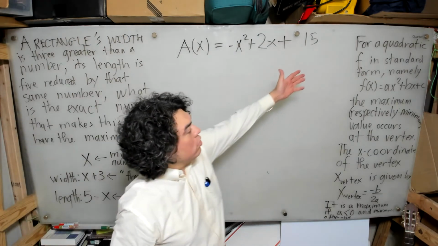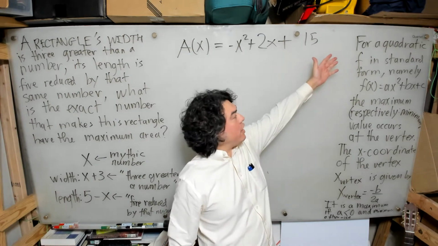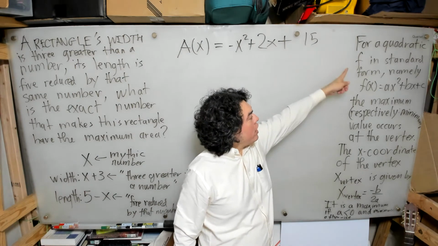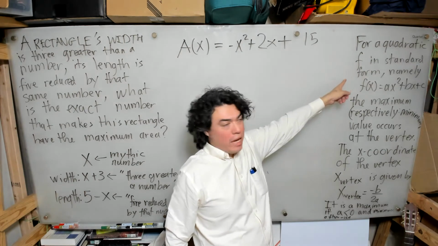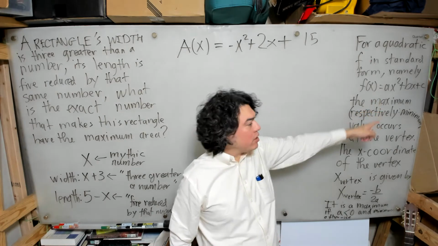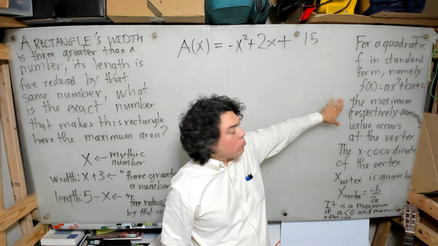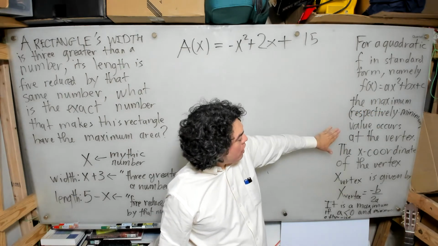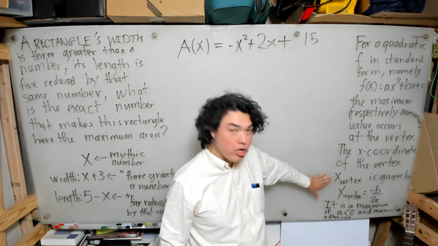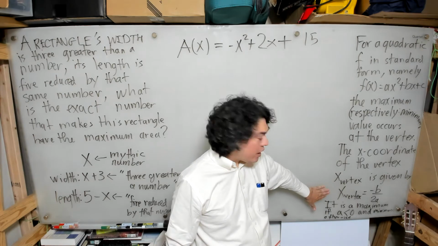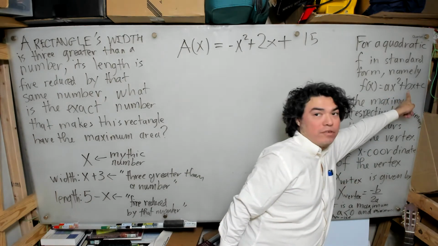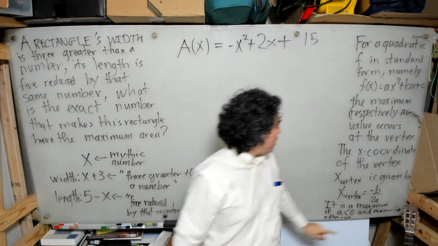And so here I have recalled for us the standard information for a quadratic f in standard form, namely a quadratic that can be written as f of x equal to ax squared plus bx plus c. The maximum, or respectively the minimum, value occurs at the vertex. The x-coordinate of the vertex, which we call x vertex, is given by x sub vertex equals negative b over 2a, where this is the b, the coefficient of the x, and the a is the coefficient of the x squared.